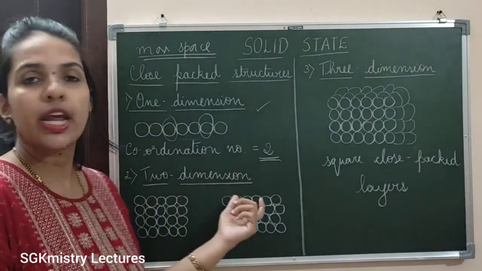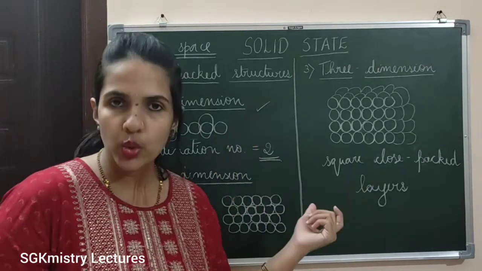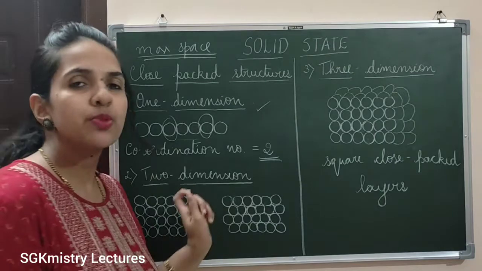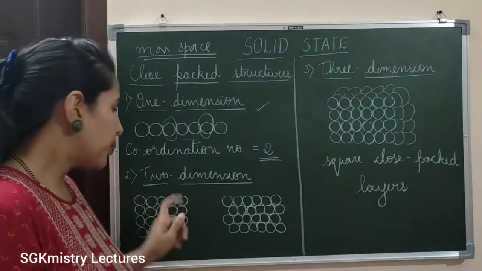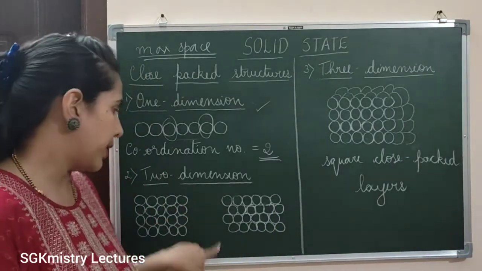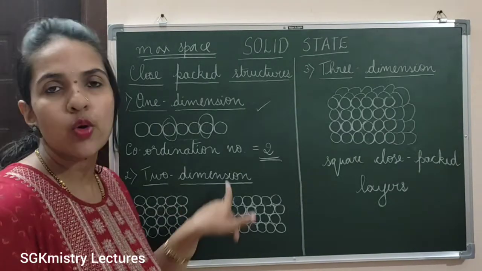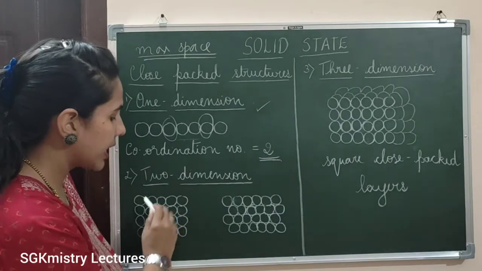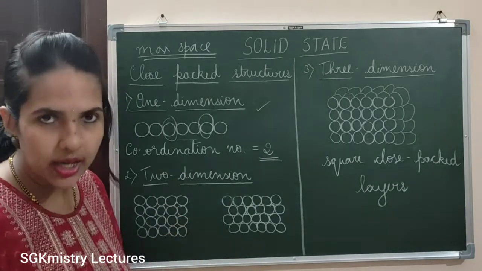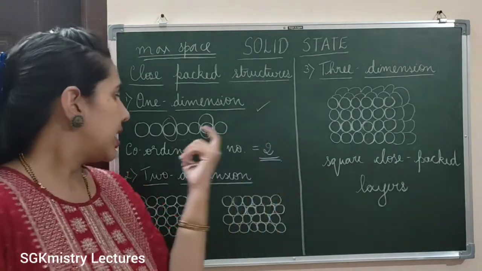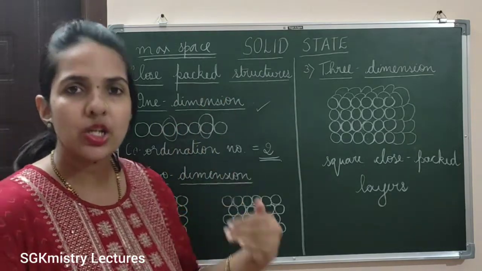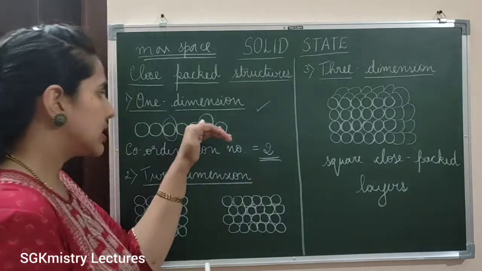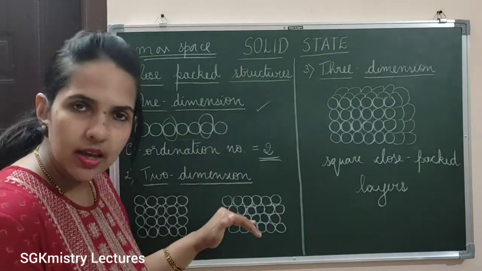Coming on to the arrangement of constituent particles in 2 dimensions. Again in 2 dimensions, there are 2 different types of arrangements. The first type of arrangement is the square type of close packing. Here the constituent particles are arranged exactly one below the other in 2 dimensions. Here it is 1 dimension, so you can just imagine what is 2 dimensions. We are going to add the constituent particles exactly below these layers.